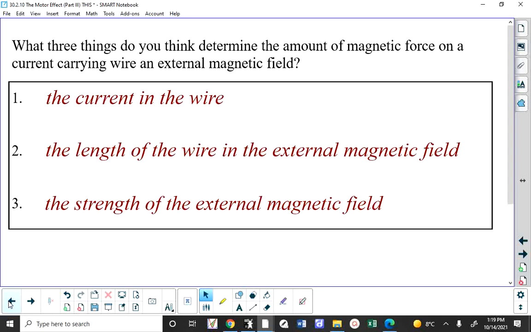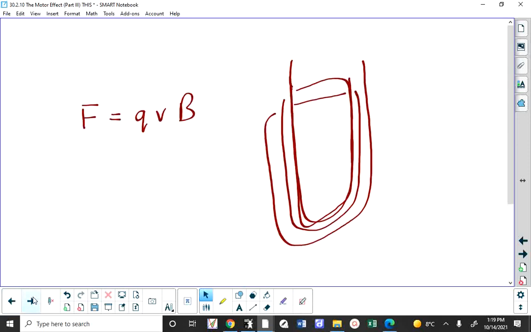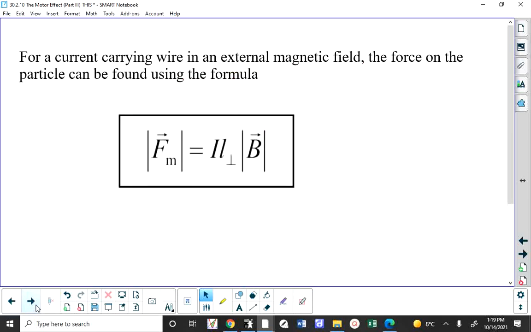If you multiply those three things together, you get the magnetic force, strangely enough. So the formula, let me get rid of this now so it's out of your way. The formula is really simple. It's the magnetic force equals I, where I is the current, and then L is the length of wire in the field, and B, which is the magnetic field.